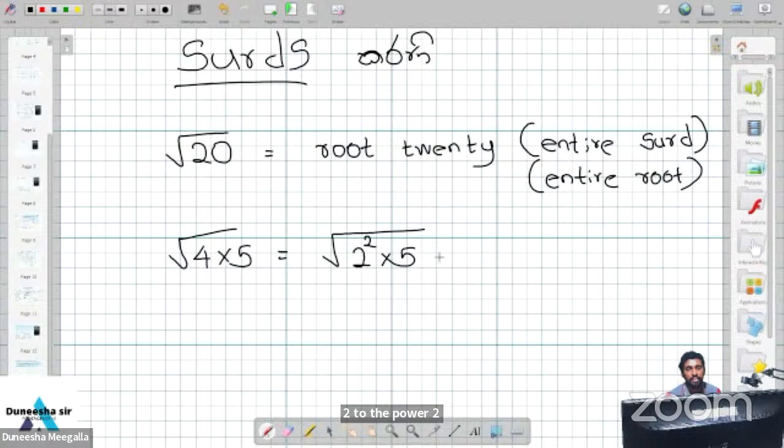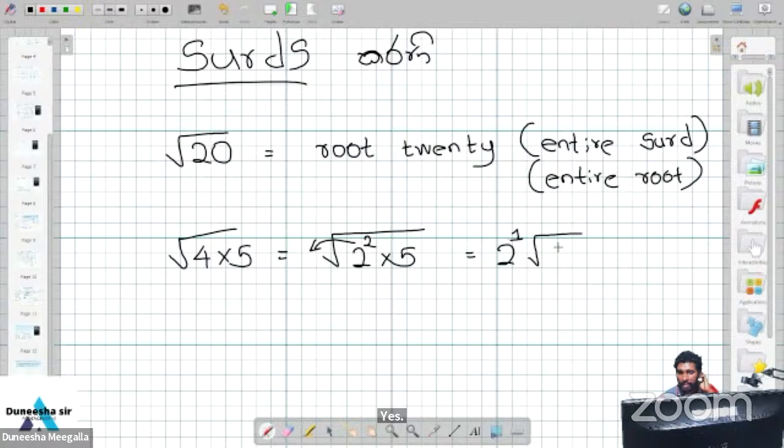Am I correct? Yes. Then we have 2 to the power 2, isn't it? When we take it out of the root, the index is divided by 2. What is the index divided by 2? 2 divided by 2, the index becomes 1. So when it goes outside it's 2 to the power 1, which is 2. We bring it outside. Then what is it?